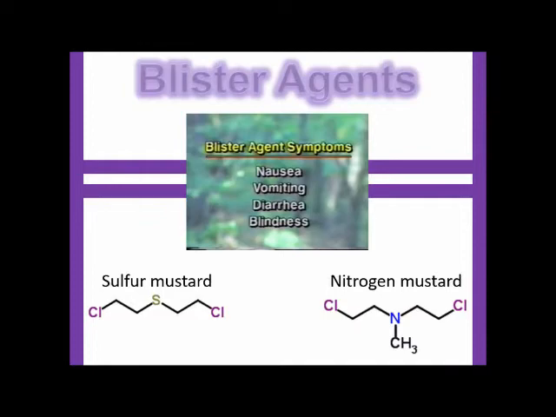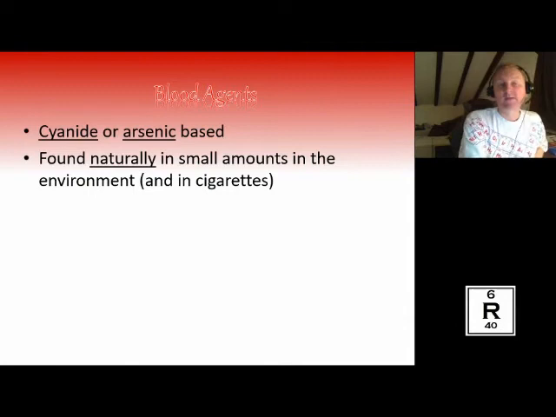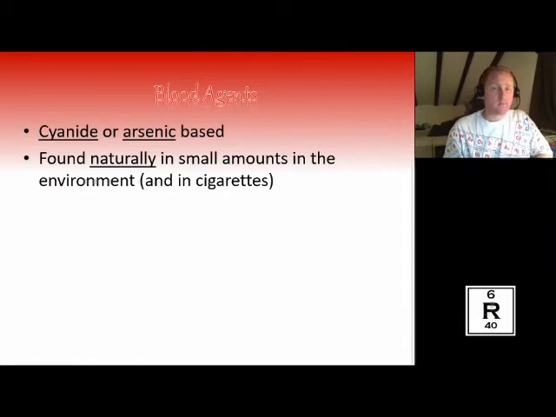Okay, let's move on. The next type of agent we're going to talk about are blood agents, and these include cyanide and arsenic based. These are naturally found in small amounts in the environment and in cigarettes. Remember, we talk about the dose makes the poison, and I think that's important.